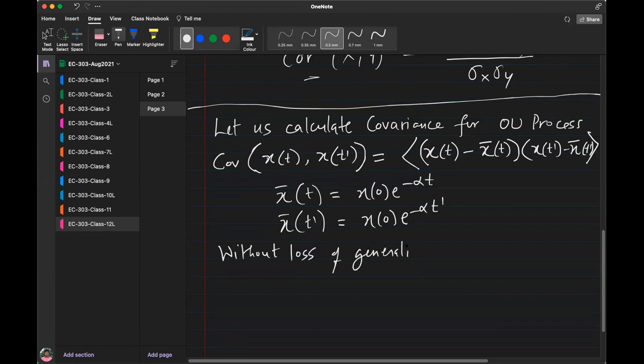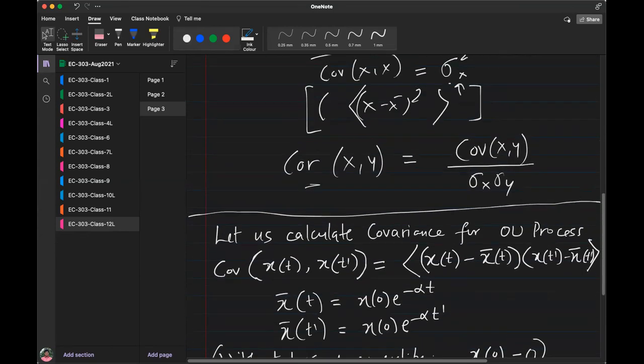So what we will do, let's assume that x of 0 is 0, primarily because it's going to make no difference whatsoever to our calculations. So let's just make the simple assumption.